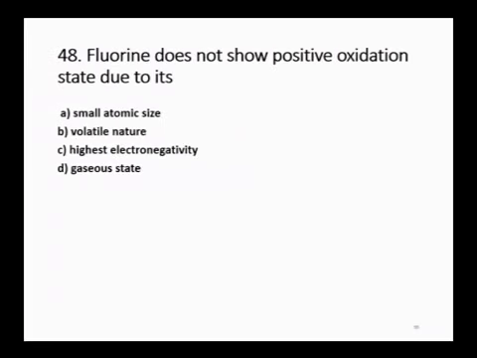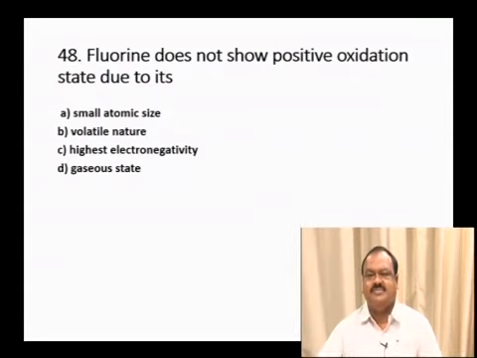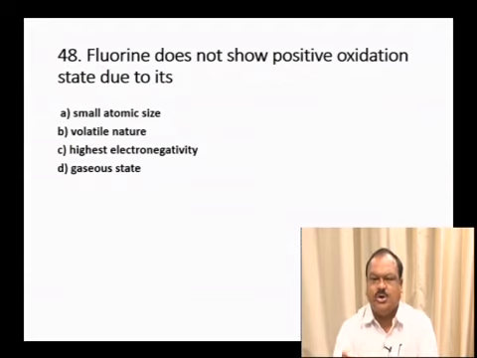Next, fluorine does not show a positive oxidation state due to its smaller atomic size, volatile nature, highest electronegativity, or gaseous state. Among the elements in the periodic table, fluorine readily accepts electrons due to high electronegativity. So it does not lose electrons to attain a positive oxidation state. It always accepts electrons due to high electronegativity.